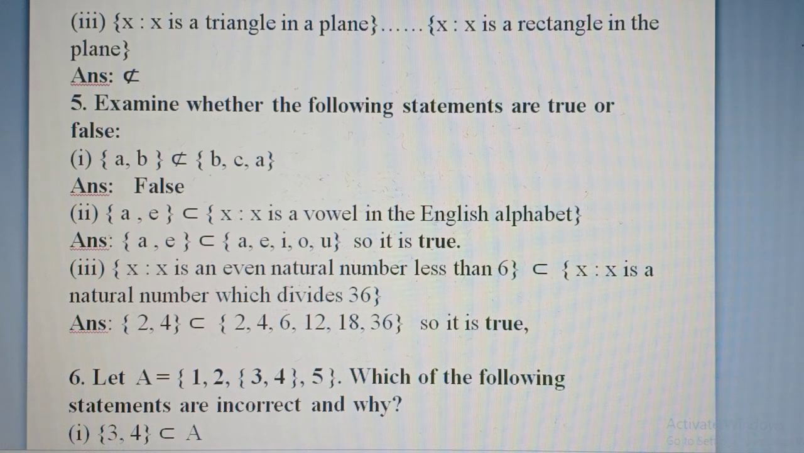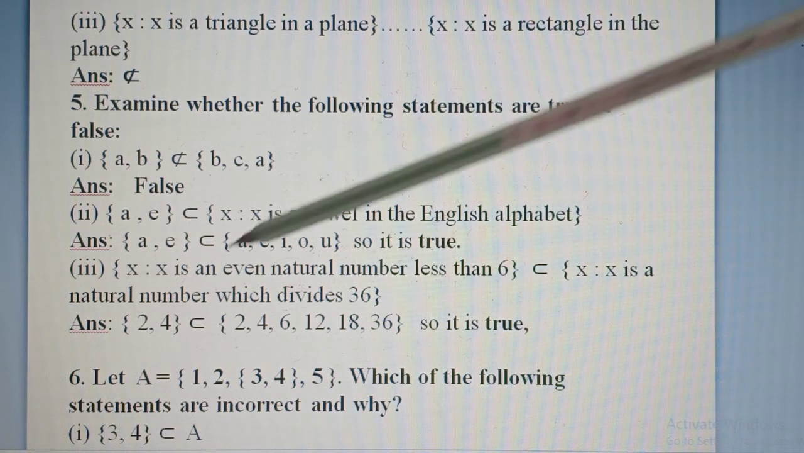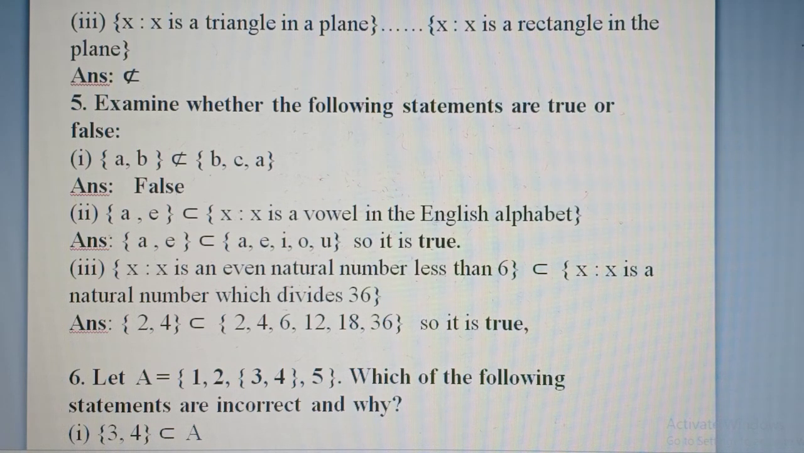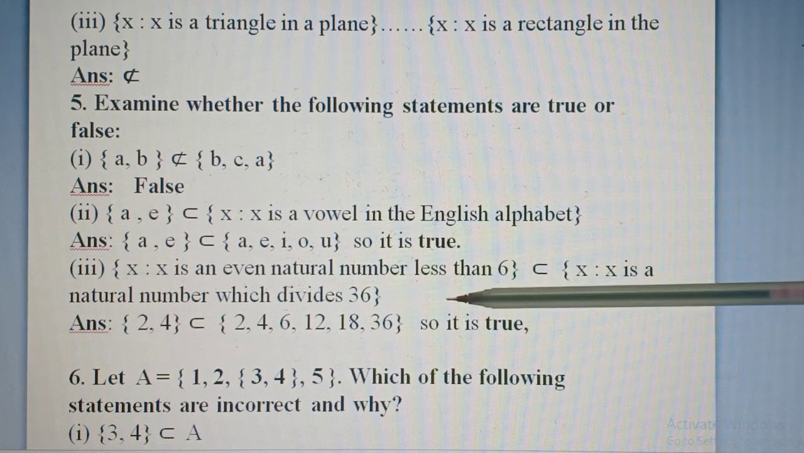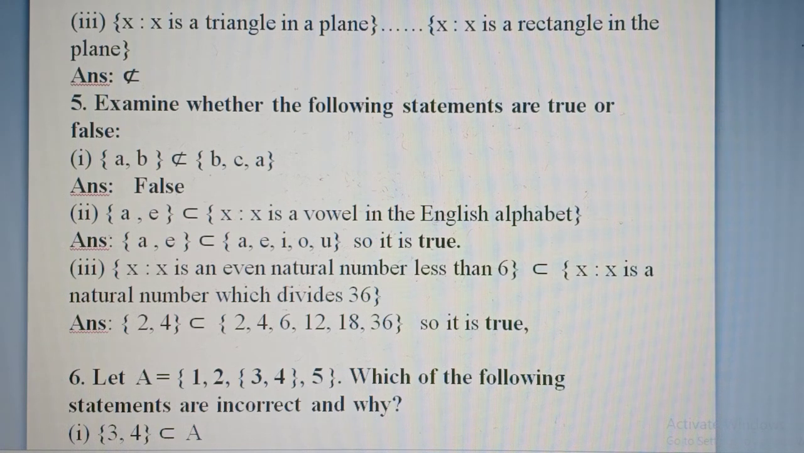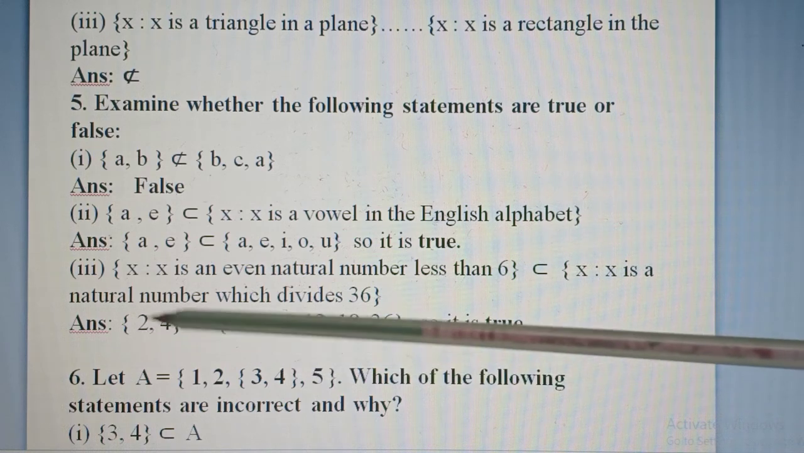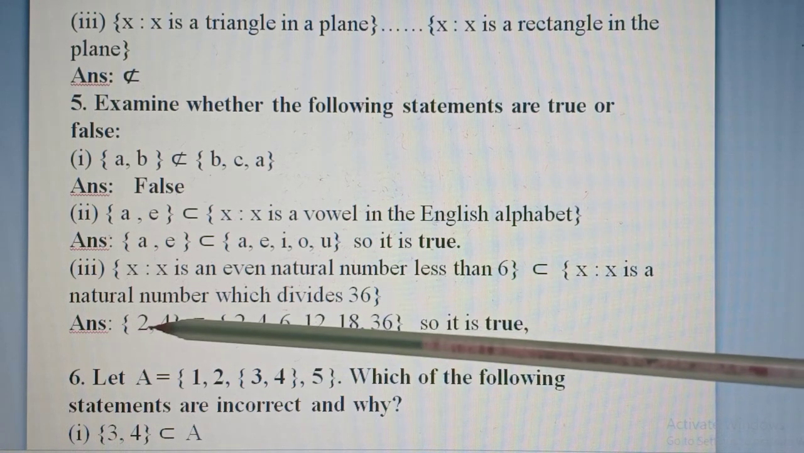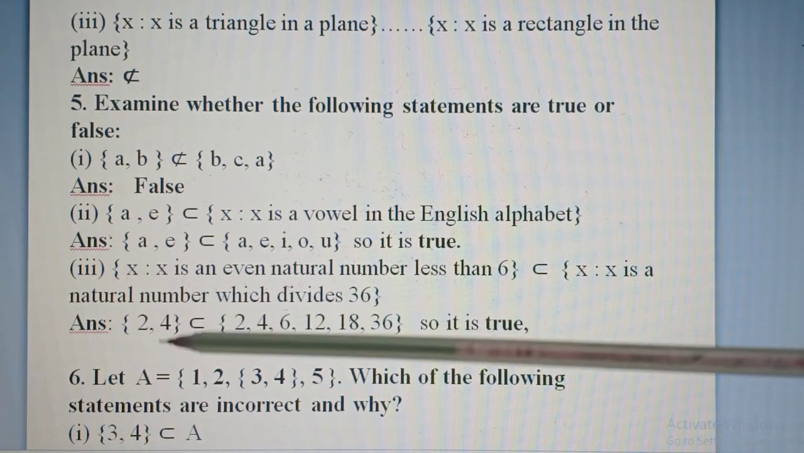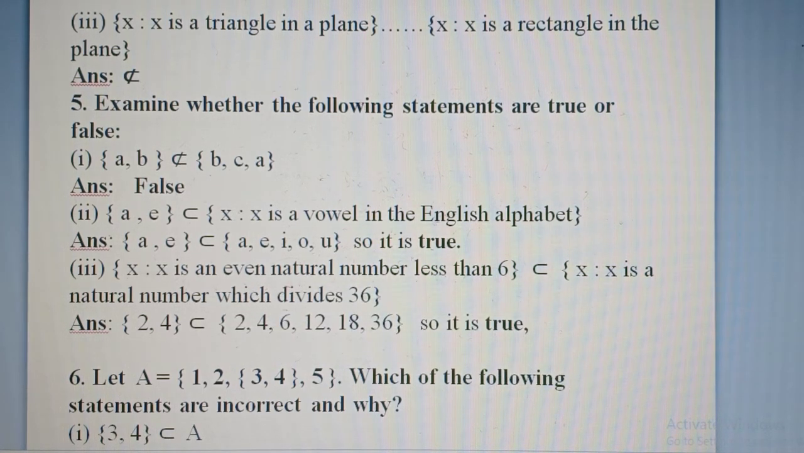Third question is, x is an even natural number less than 6, and the second set is x is a natural number which divides 36. Students, you have to write both sets in roster form. Even natural numbers less than 6, only two elements are there, 2 and 4. And natural numbers which divide 36: there are many, 2, 4, 6, 12, 18, 36. So 2 and 4 are present. So we can say that this set is a subset of this set. So this statement is true.